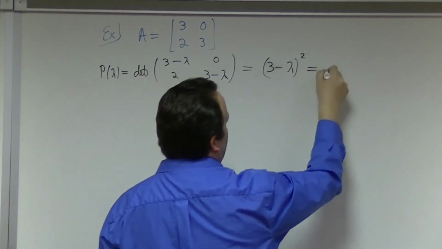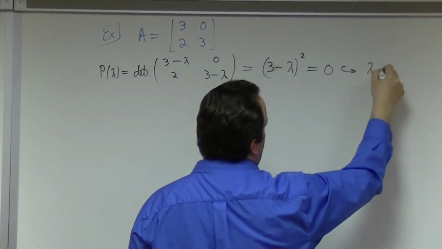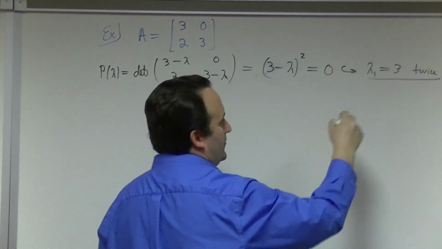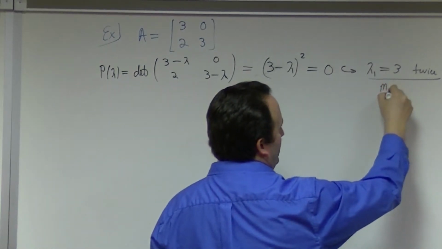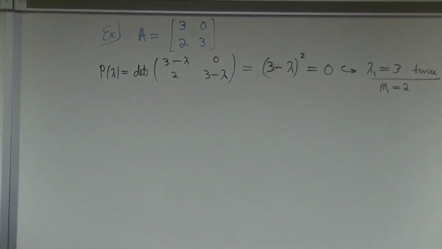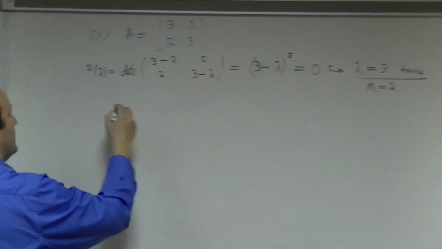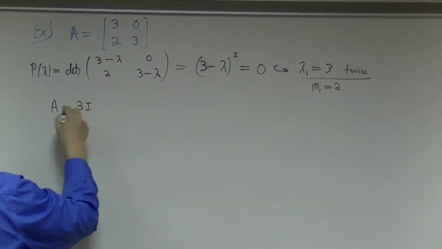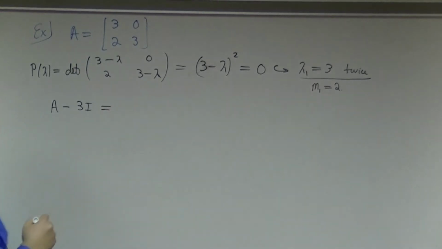Anyway, the point is, if that's equal to 0, you get lambda 1 is equal to 3 twice. In other words, you might say m sub 1 is equal to 2. The algebraic multiplicity of the eigenvalue 3 is 2 here. So then you can look for the eigenvectors. You can look at A minus 3I and see what you get. Well, A minus 3I is what?